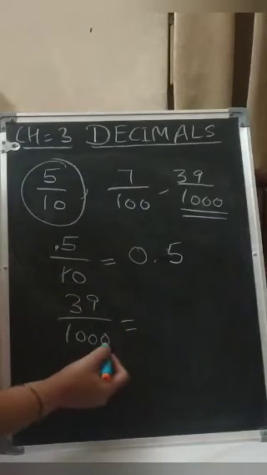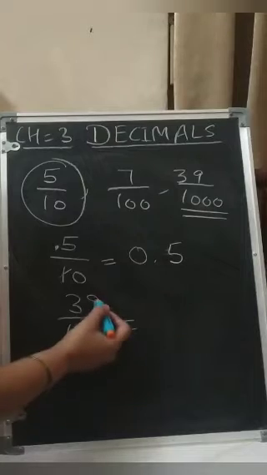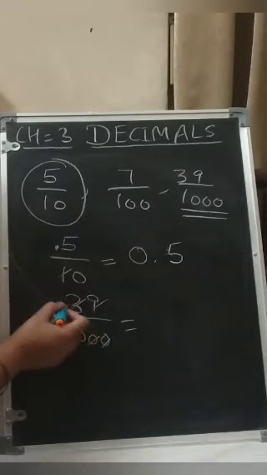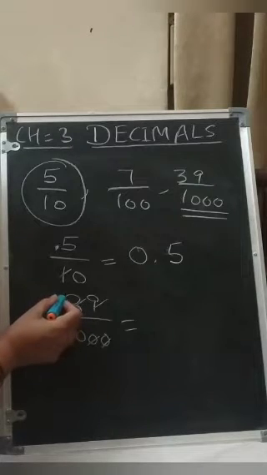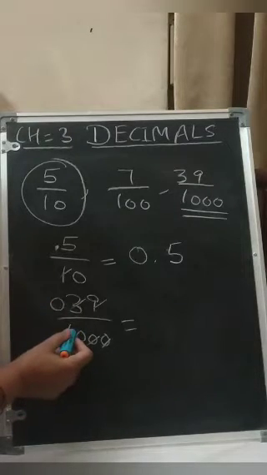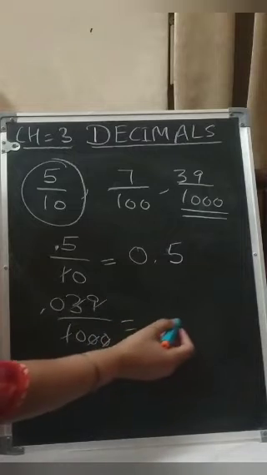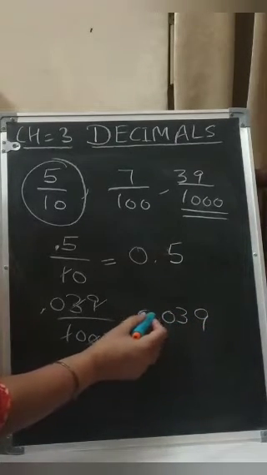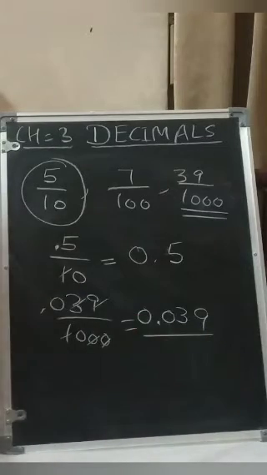So one more example, 39 over 1000. How to change this? There are 3 zeros, 1, 2, 3. For this 0, 9 is there. For this 0, 3 is there. But for this 0, there is nothing. So we will write 0 ourselves. And this one will change into the point. And our answer will be point 039. And at the start we will write 0 ourselves.